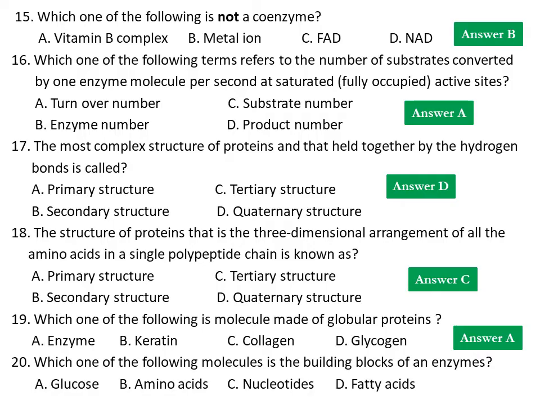Question number 20. Which one of the following molecules is the building block of an enzyme? A. Glucose. B. Amino acid. C. Nucleotides. D. Fatty acid. So the answer should be B. Amino acid is the building block, or building unit, of an enzyme.